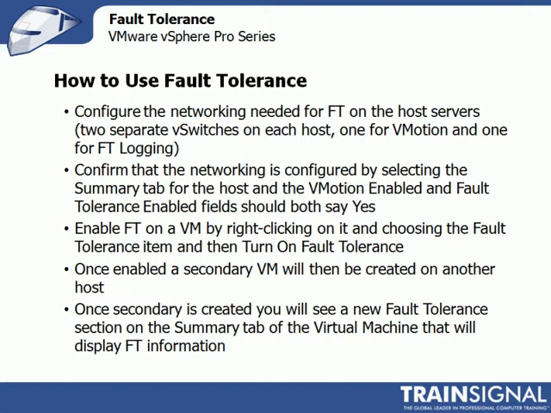Once it completes, you will see a new fault tolerance section on the Summary tab of the virtual machine that will display information including the fault tolerance status, secondary VM location, CPU and memory in use, and the secondary VM lag time, which is how far behind the primary it is in seconds. And you'll also see the bandwidth that is used for FT logging. We'll now show you a demonstration of enabling fault tolerance on a virtual machine.